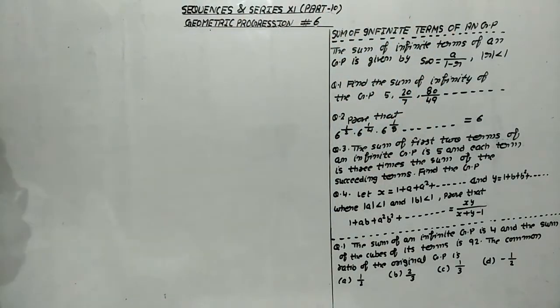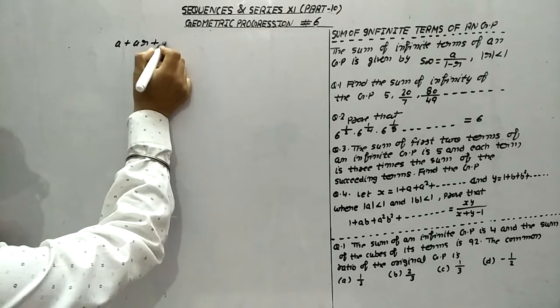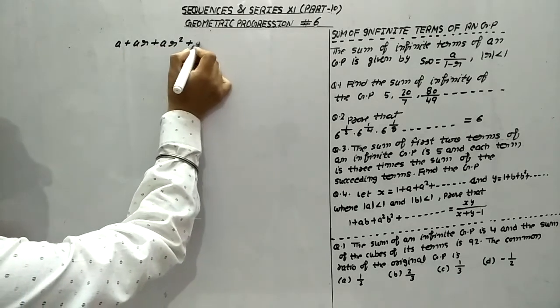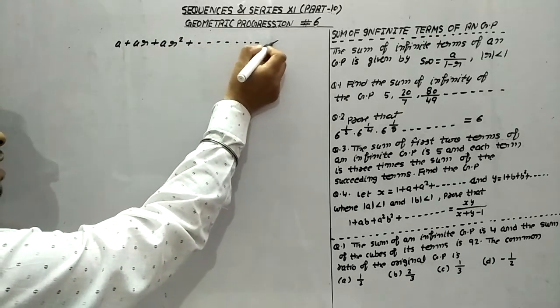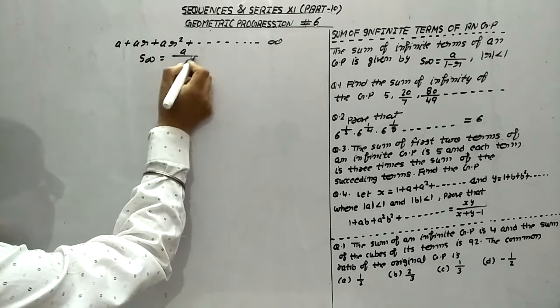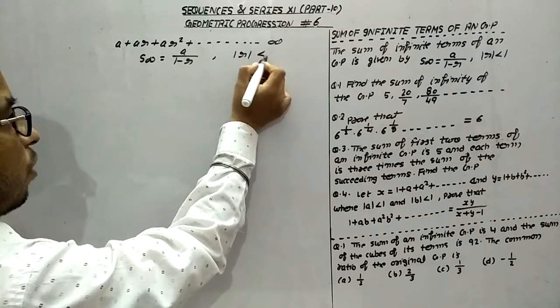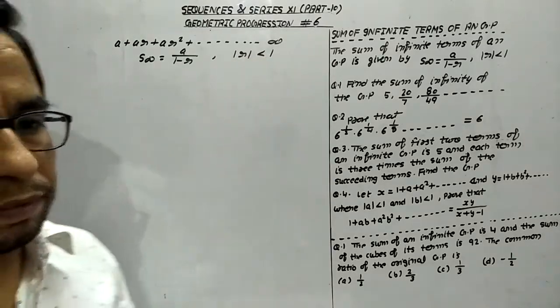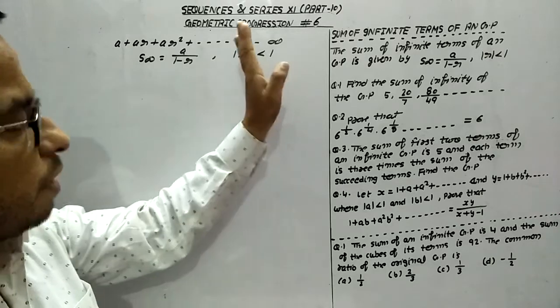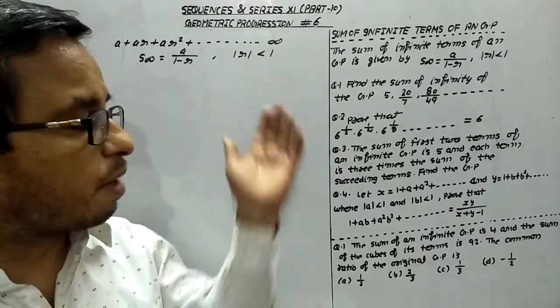Let us suppose we have a GP whose first term is A and common ratio is R. Then the GP is A plus AR plus AR square plus and so on. And let us suppose this is infinite. Then the sum is given by S infinity is equal to A upon 1 minus R, provided the condition modulus of R must be less than 1. Automatically this condition will come, that if you find modulus of R, it will remain less than 1 only.